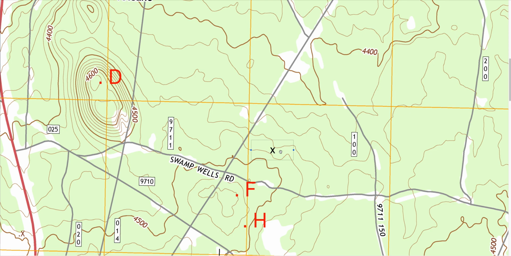But that's the basic idea: you just find the line that it's on or the line that it's closest to and interpret from there. So it shouldn't be too hard to determine the elevation of any of the points on this map.